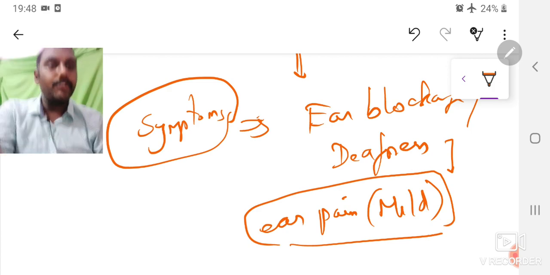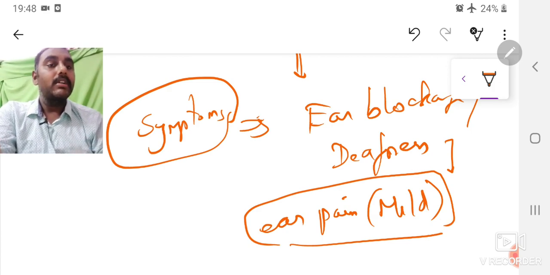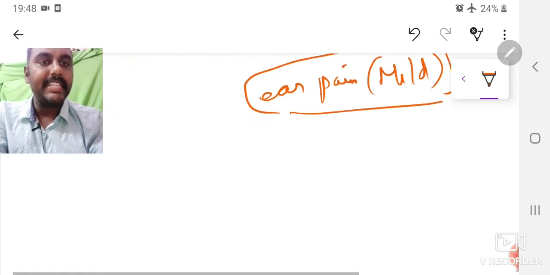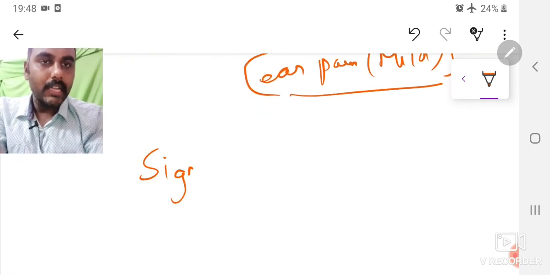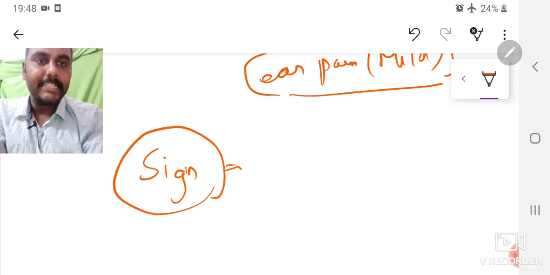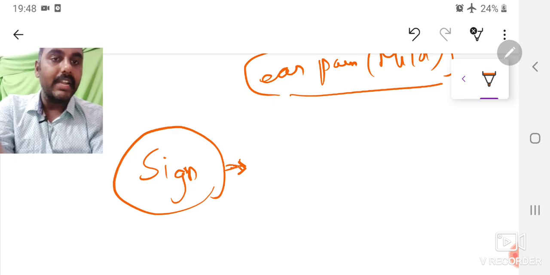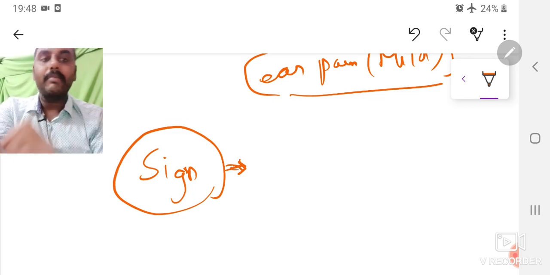Okay, so now when you examine, you need to find out which stage this is. So what will be the sign now? I am not going into treatment, I am just explaining the stages of ASM. The treatment we will explain in another PPT or another class. Now what will be the sign?